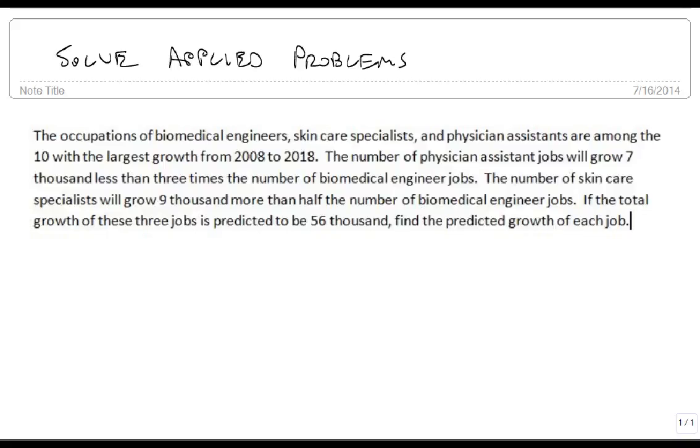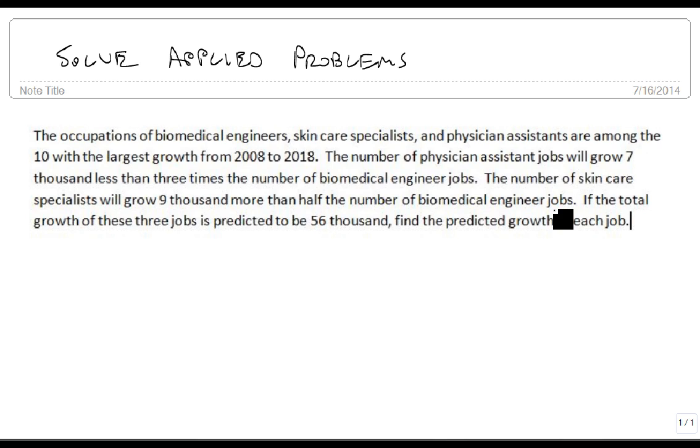The occupations of biomedical engineers, skin care specialists, and physician assistants are among the 10 with the largest growth from 2008 to 2018. The number of physician assistant jobs will grow 7,000 less than 3 times the number of biomedical engineer jobs. The number of skin care specialists will grow 9,000 more than half the number of biomedical engineer jobs. If the total growth of these 3 jobs is predicted to be 56,000, then find the predicted growth of each job.